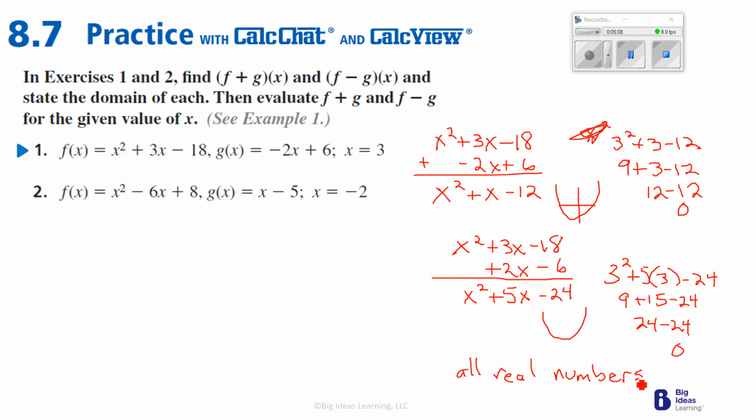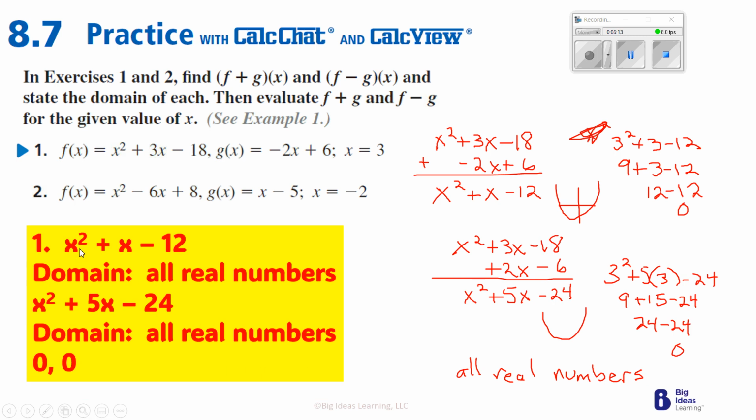All right, let's see how we did. For the first part, x squared plus x minus 12, that was correct. All real numbers, that's correct. And 0 was the answer over here. For the second one, x squared plus 5x minus 24, that's what I have here. Again, all real numbers, and again, the answer was 0. So that's how you work number 1. You got number 2. Let's move on.